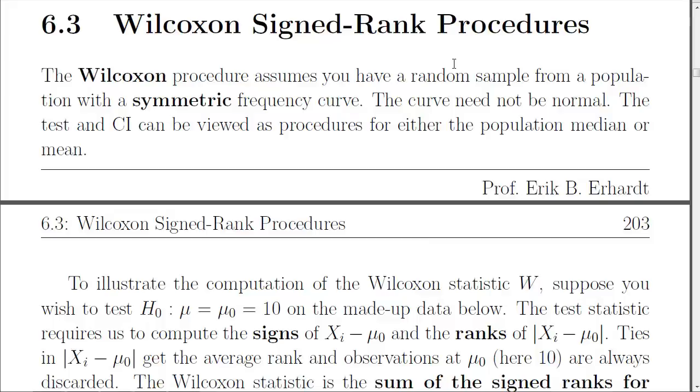All right. So the Wilcoxon signed rank procedure is the method we're going to use. It's going to assume that you have a random sample and you have a symmetric frequency curve or distribution. Okay, so the curve doesn't need to be normal, but it does need to be symmetric to use this procedure. And the test and the confidence interval can be viewed as either for the median or the mean, because symmetric means that the mean and the median are going to be the same.